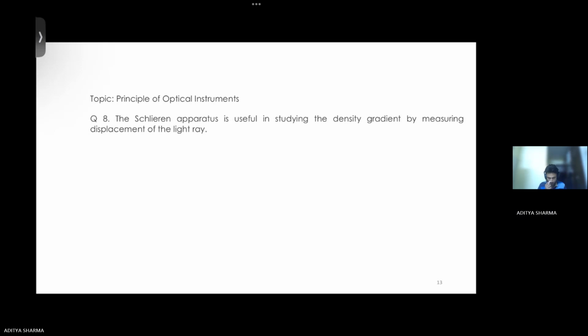So the question is on principle of optical instruments. The question says that the Schlieren apparatus is useful in studying the density gradient, right? So this is correct. Up to this point, the statement is correct. The Schlieren apparatus is useful in studying the density gradient by measuring displacement of the light ray. So whether this statement is correct or not.